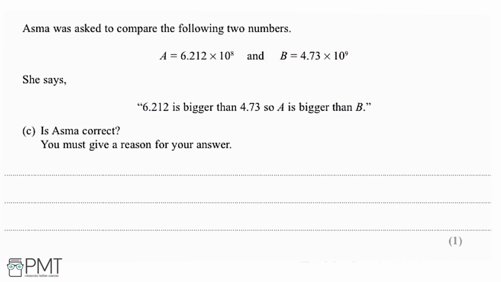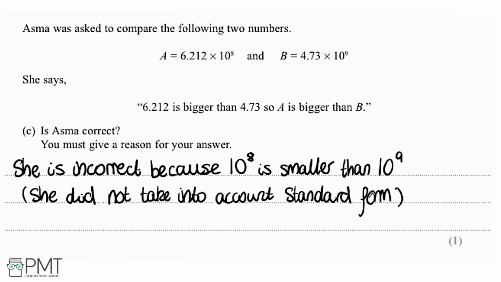So B is actually going to be bigger than A. B is going to have an extra 0 at the end compared to A, meaning B is going to be in the billions, but A is only in the millions. It says we need to give a reason for this. She's incorrect because 10 to the power of 8 is smaller than 10 to the power of 9. So essentially she didn't take into account the standard form. So in answer to getting that general idea, we get 1 mark.